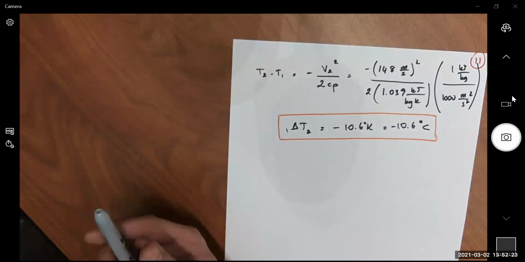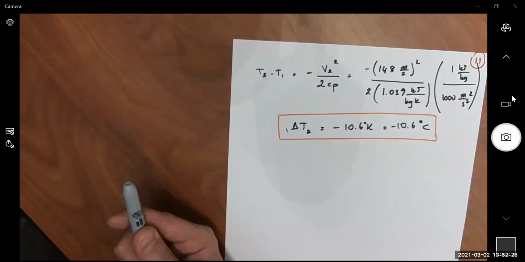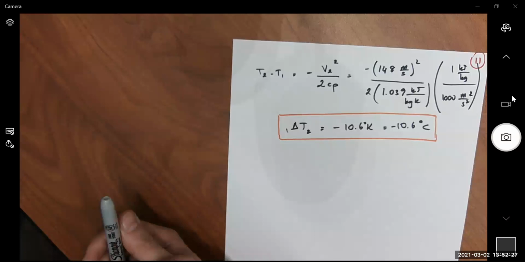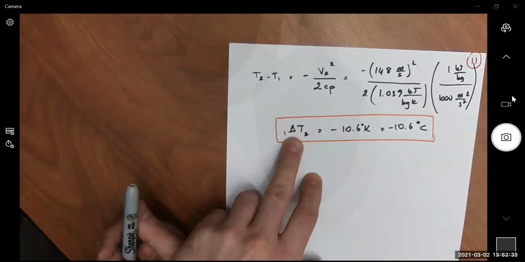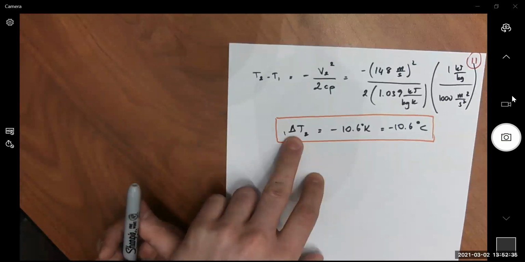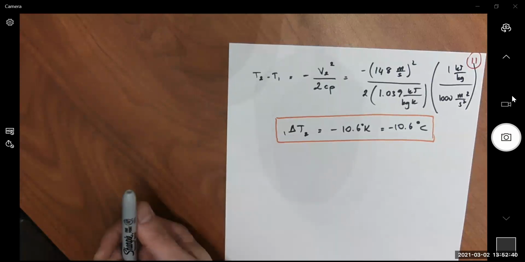Any questions so far? Yes. Why is... Because you have a summation, subtraction here, right? It cancels out. So it doesn't matter.